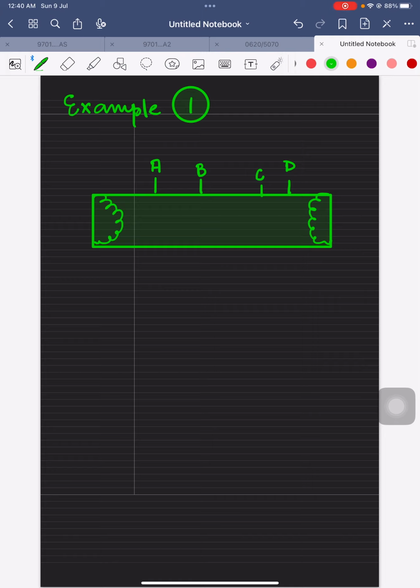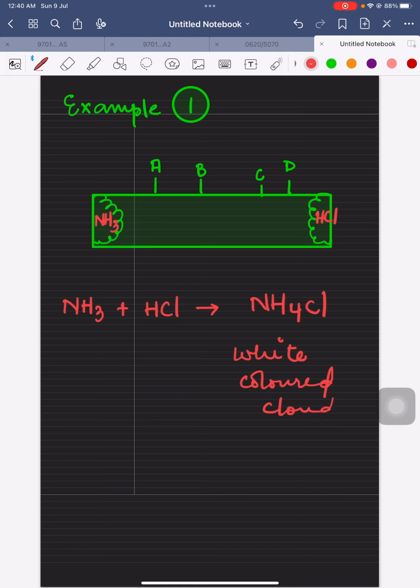One of the cotton plugs is soaked in ammonia, whereas the other is soaked in HCl. We should know that whenever ammonia and HCl combine with each other, they form a white colored cloud of NH4Cl. I'm writing the formula, and the compound name is ammonium chloride. Is that okay, guys? Ammonium chloride. This should be very clear to you.